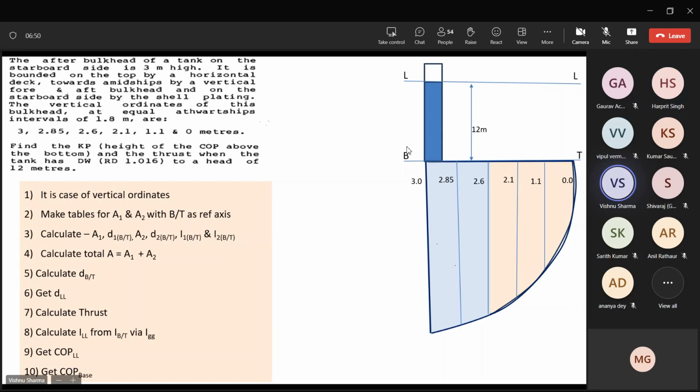Correct, sir? Don't say bulkhead. Make a generic statement. Don't say BT also. Say that we will take the axis where all the ordinates terminate. In this case, that is bulkhead top, right? Yes, sir, correct.